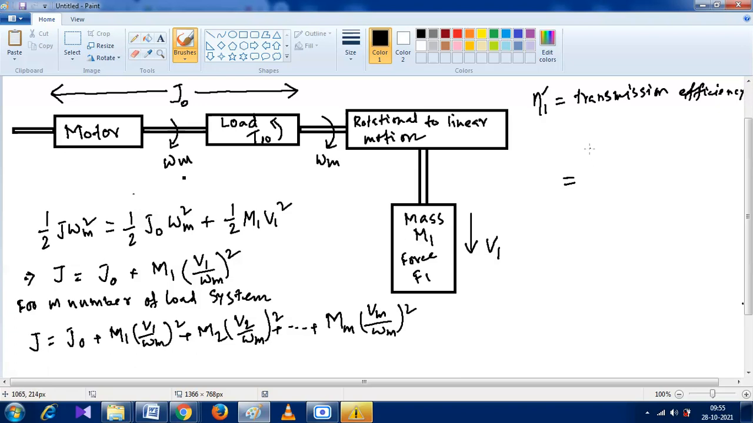So what should be the formula of power in case of the first load? What should be the formula? It is TL0 into omega m. Omega m, good. And for the next load, which is actually linear in motion, what should be the formula of power? F1 V1 by eta 1 dash.